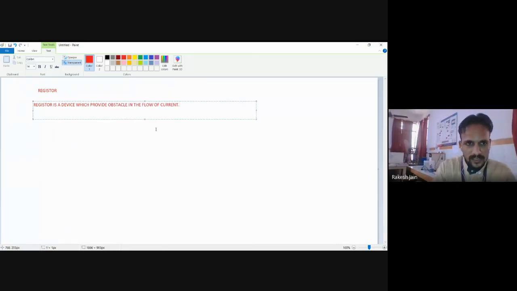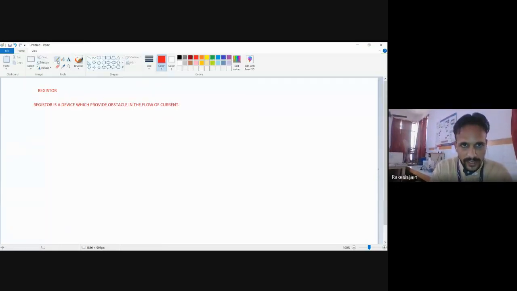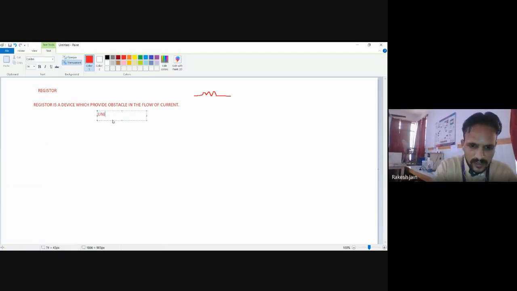The basic symbol of the resistance looks like this one. This is the basic symbol of resistance. And what is the unit of resistance? The unit of resistance is ohm.